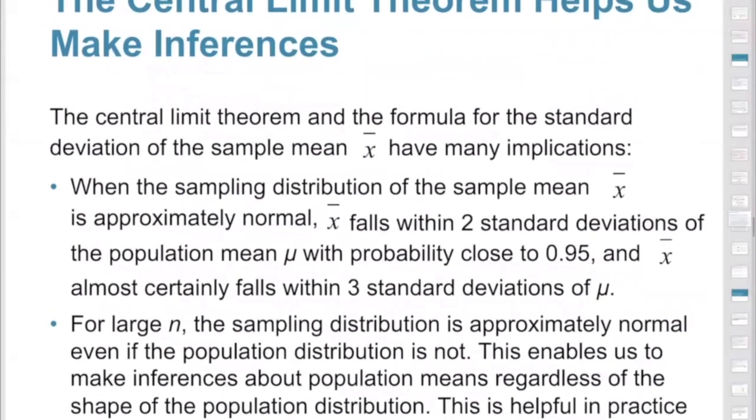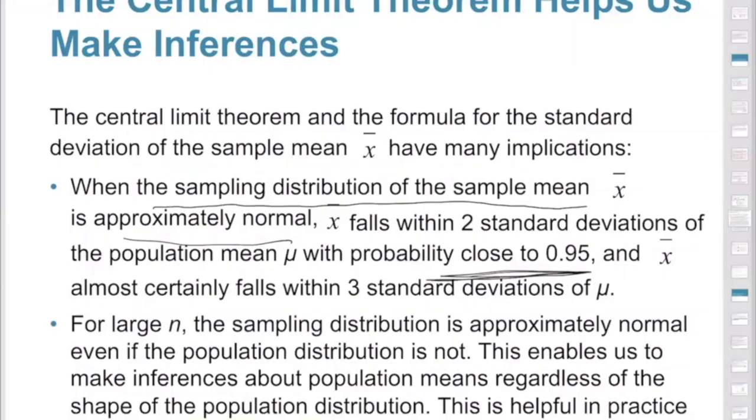As you can see, the central limit theorem helps us make inferences when the sampling distribution of the sample mean x bar is approximately normal. What does that mean? You can apply the empirical rule, because the normal distribution is symmetrical. According to the empirical rule, if you take two standard deviations away from the mean, what is the probability around the mean? 95%, as you can see here.